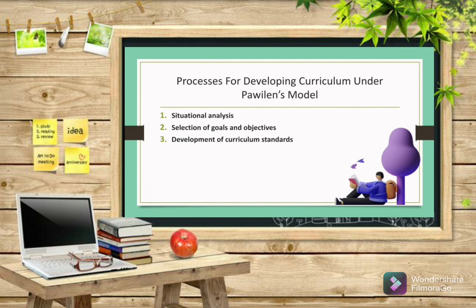Next is the development of curriculum standards. This takes place after the situational analysis and selection of goals and objectives. Next, selection of content or subject areas. This is the phase where the developed curriculum standards are used to select subjects or courses to be included in the curriculum. Next is the selection and organization of learning experiences. This includes selecting learning activities, organizing instructional plans, and selecting instructional materials to be used in implementing the curriculum.